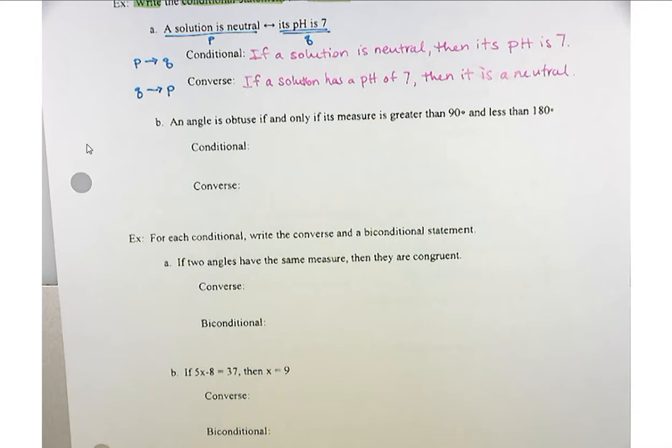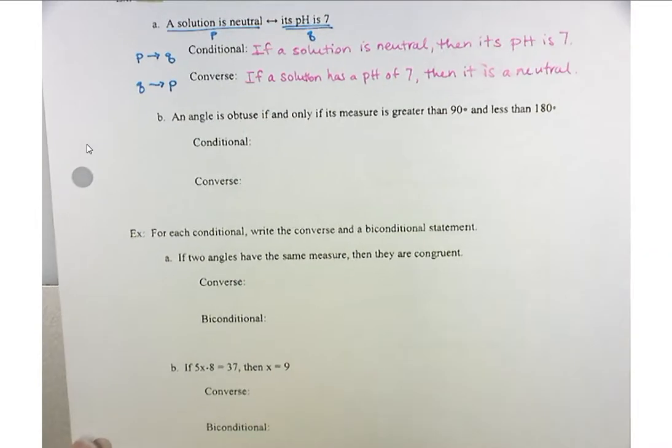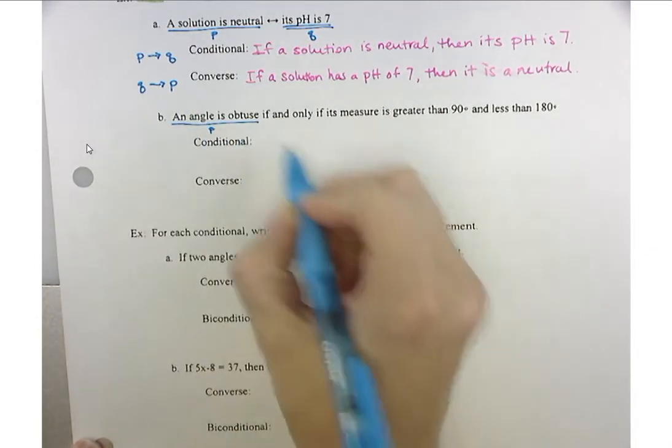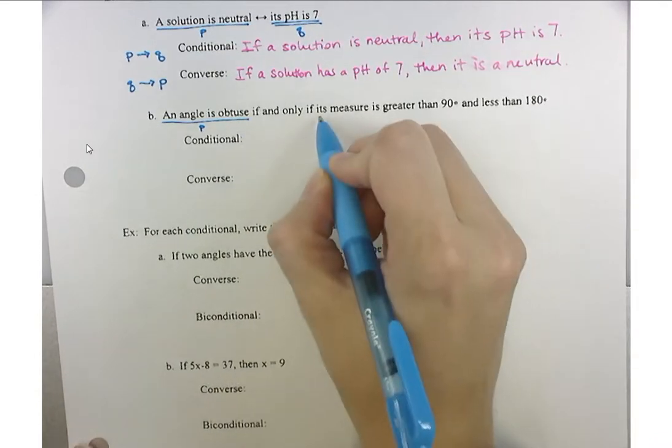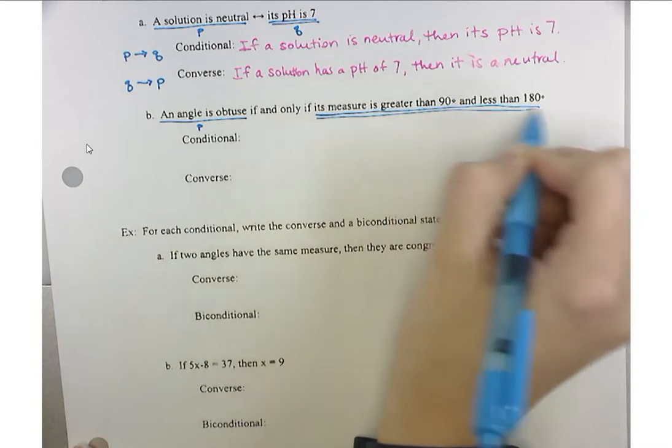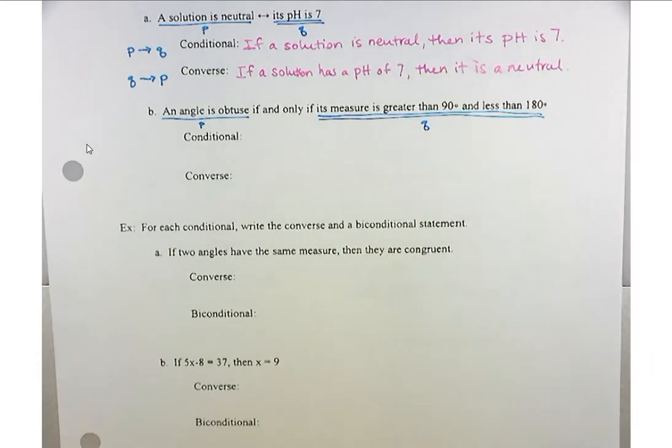Okay, so hopefully when you did this, you started off labeling what your P and your Q are. So for P, an angle is obtuse. For Q, its measure is greater than 90 and less than 180. Okay, Rachel, what did you get for your conditional?